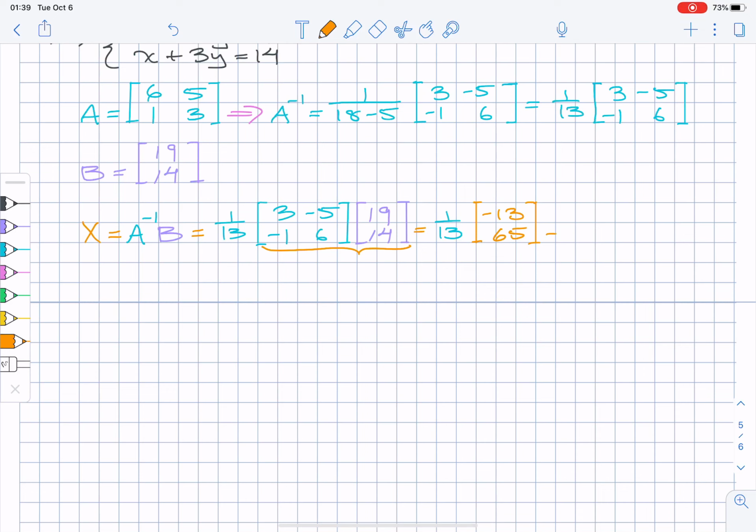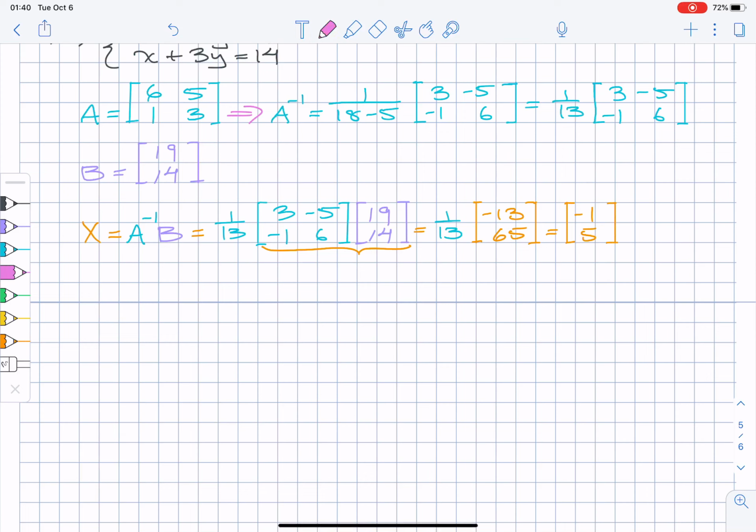Okay, so what do we get? 13 goes into -13, -1 times. So let's see, 13 times 2 is 26. If I add another 13, that's going to be 39. If I add another 13 after that, that's going to be 52. And if I add another 13 after that, that's going to be 65. So what was that, 5?